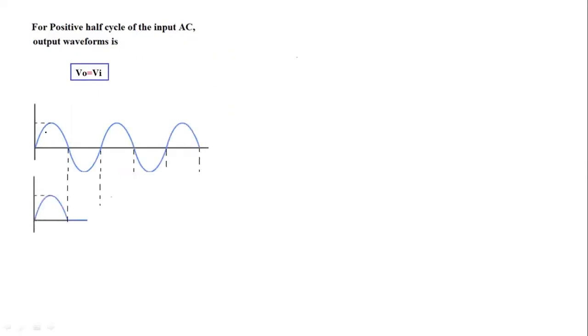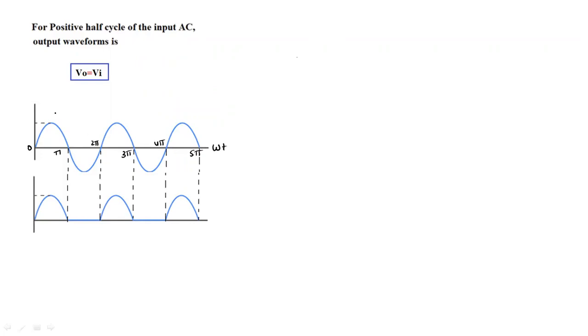So this is the input and this is the output. The input we are giving is AC. It is 0, pi, 2 pi, 3 pi, 4 pi and 5 pi with respect to omega t. I assume that this is the input voltage Vi and this is the output voltage V naught. Here also the cycle is 0, pi, 2 pi, 3 pi, 4 pi and 5 pi with respect to omega t.